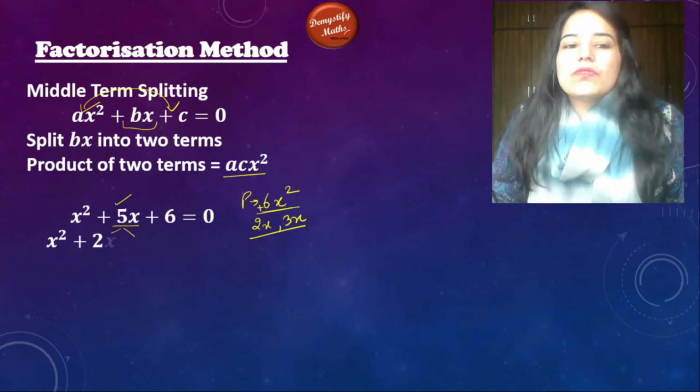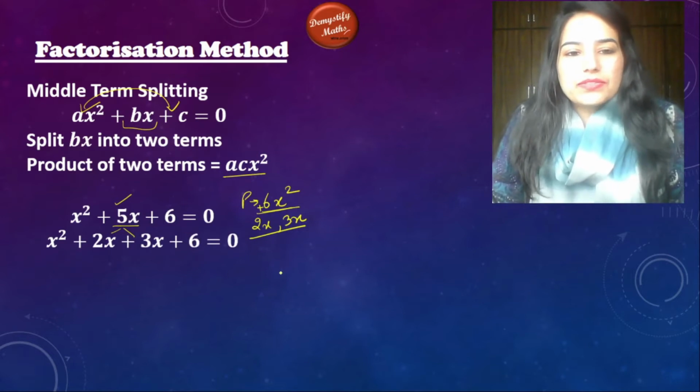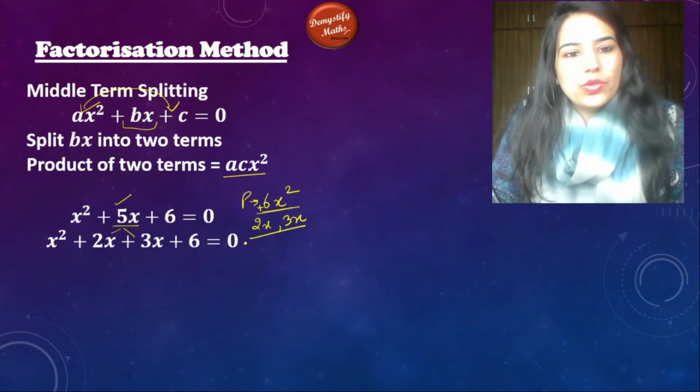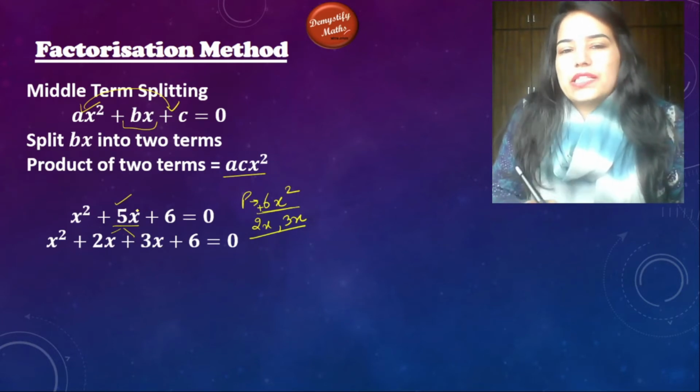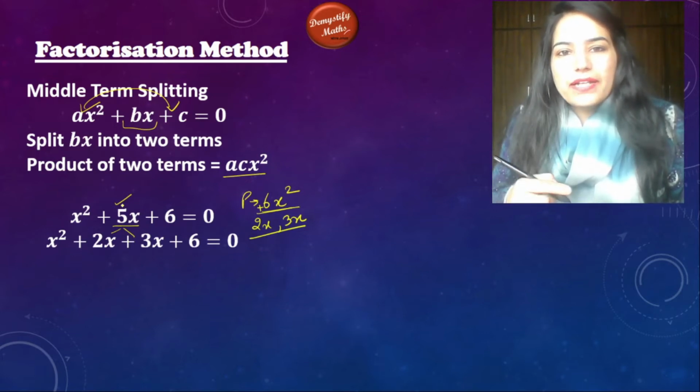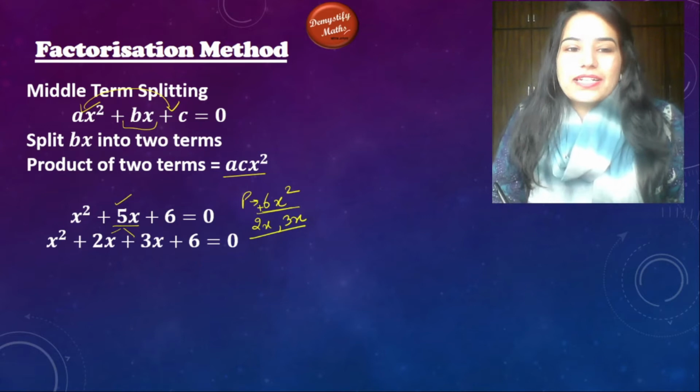So let's write it down. x square plus 2x plus 3x plus 6 equals to 0. Right? See, 5x is split into 2x and 3x. Add them up, you're getting that back. Always check at this step. Always add the two split terms. Are they giving you the equation back? Then you are done correctly.